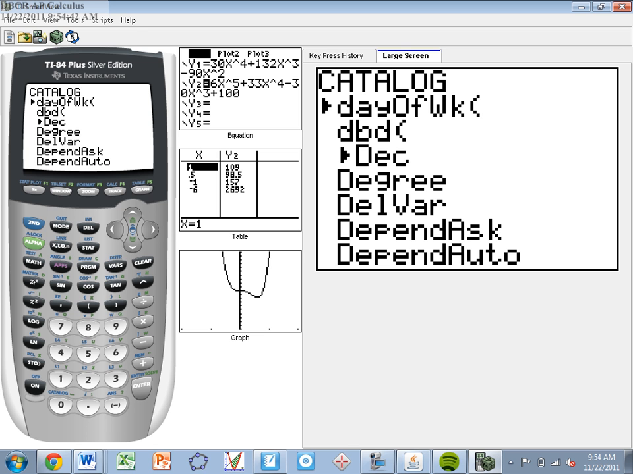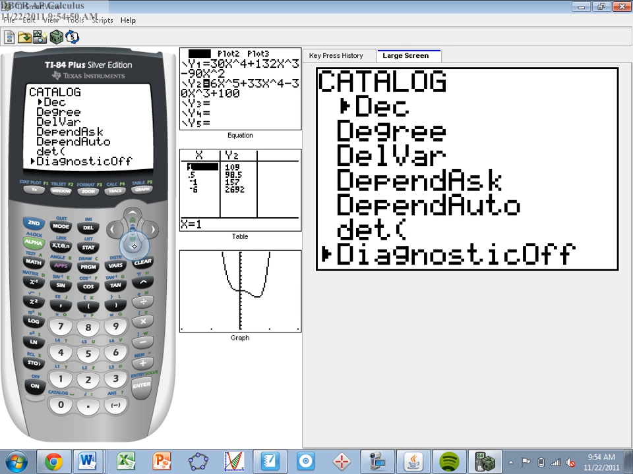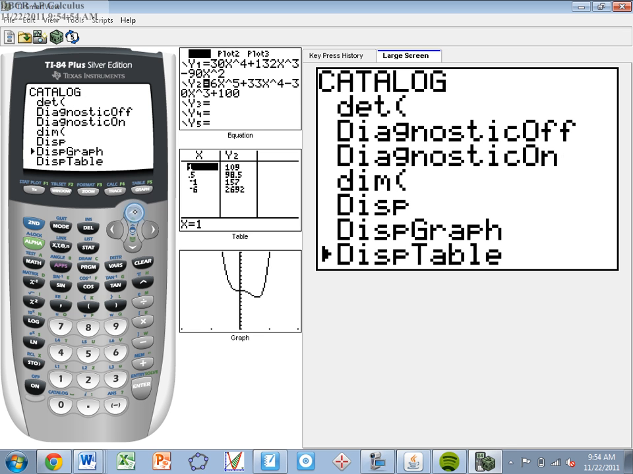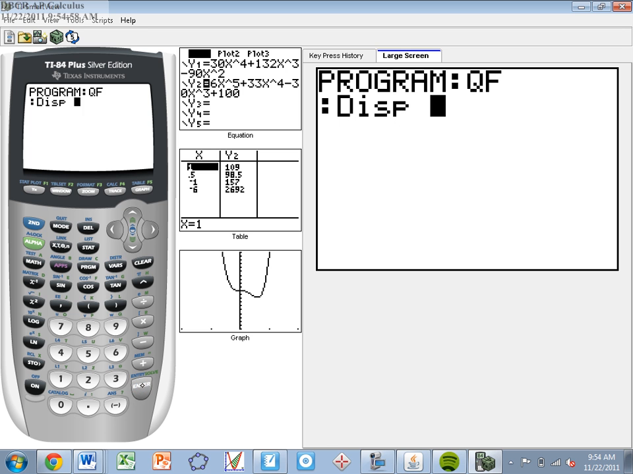I want the calculator to display something. So I'm going to go down until I see display. Now there are 2 displays. I don't want to display a graph or a table. I want to just display some letters. So I hit enter on display. Now, I want to display something that will not have any effect on my program. So I put quotes around it. And quotes give it the name.